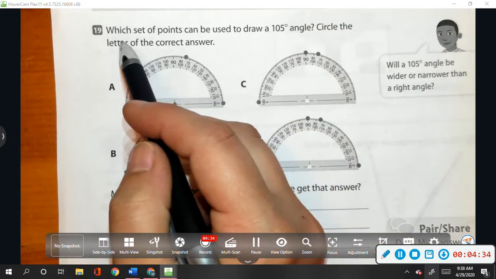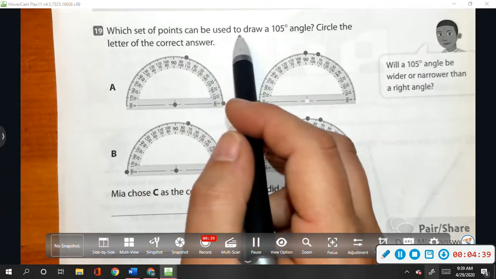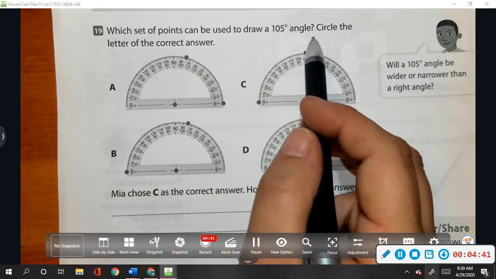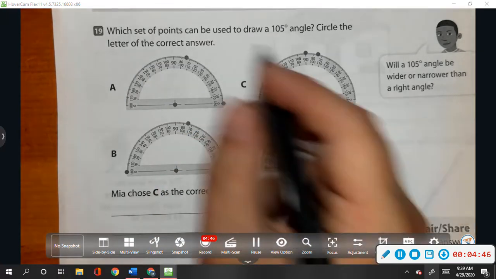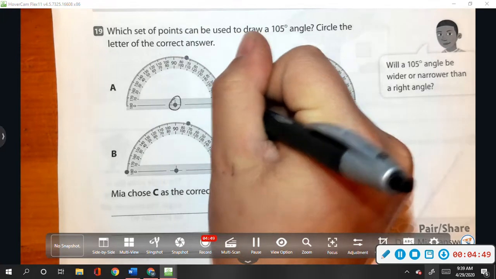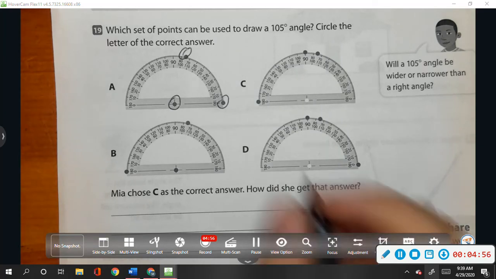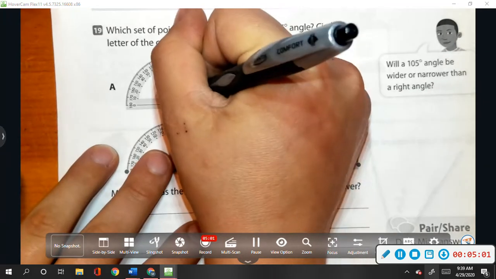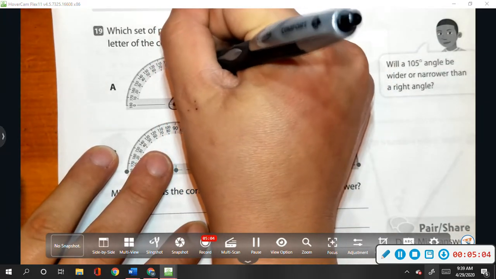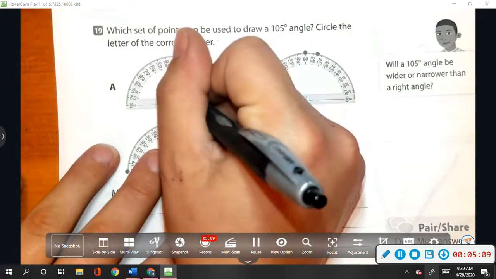Number 19. Which set of points can be used to draw a 105 degree angle? Circle the correct answer. So we have points on each of these choices. We need to decide which points could be used to draw an angle of 105 degrees. So let's go ahead, let's connect some dots. If I connect this dot, is that a 105 degree angle?